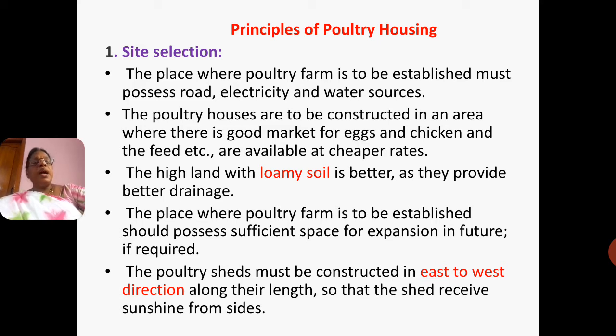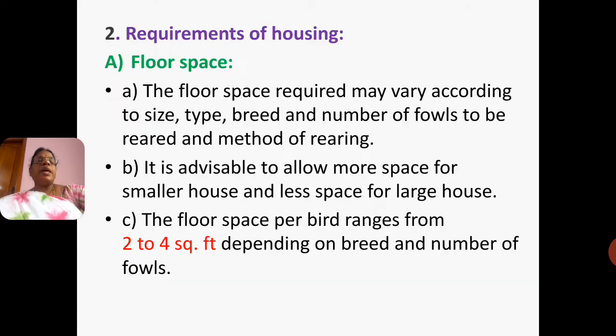The high land with loamy soil is better as it provides better drainage. The place where the poultry farm is to be established should possess sufficient space for expansion in future if required. The poultry sheds must be constructed in east-west direction along their length so that the shed receives sunshine from the sides.